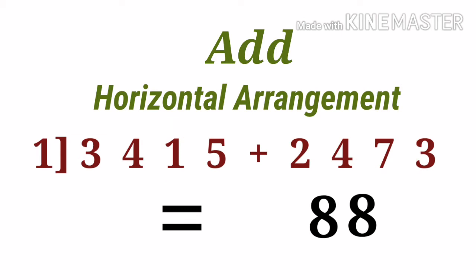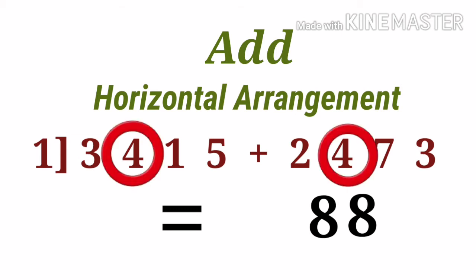Now in next step we will add hundreds place. Look at hundreds place. Which numbers are in hundreds place? 4 and 4. Yes, add 4 and 4. What will be the answer of 4 plus 4? Yes, 8. Write down 8 in your answer.